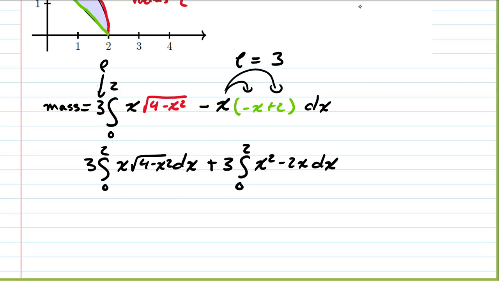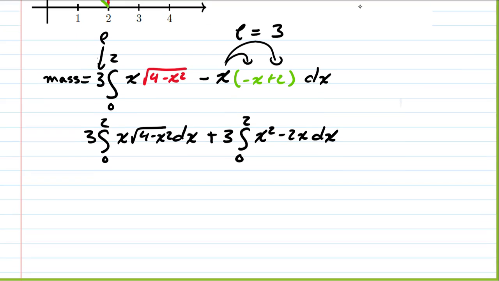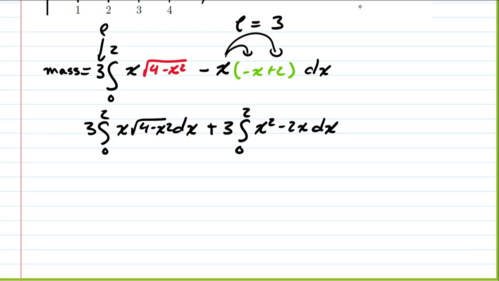So how are we going to do the first integral? What technique do we need to integrate x times the square root of 4 minus x squared? Trig sub. Great idea, but we can get away with something easier. The trig sub will work. You'll just work harder than you need to. Since we have the x on the outside, we can just do a u sub.